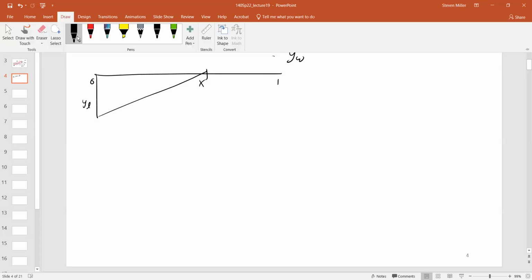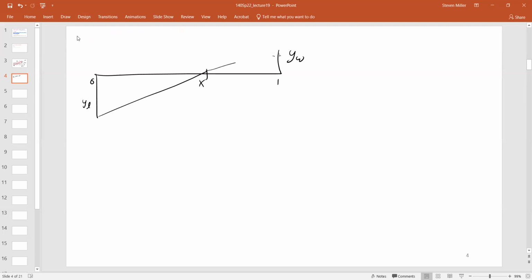I just want to make it look really clear that there's some kind of bend here. Its speed is 1 here, and the speed is VW here. So how long are you on land? What's the land distance?